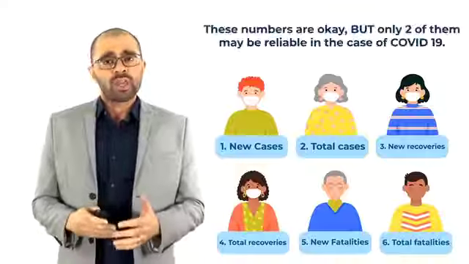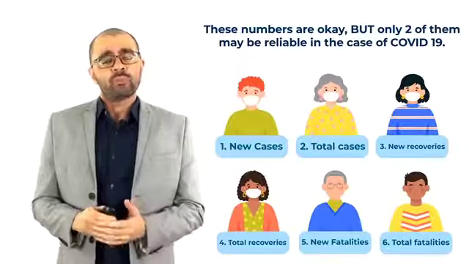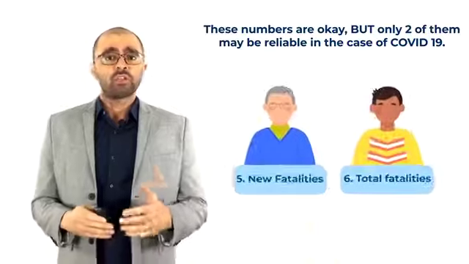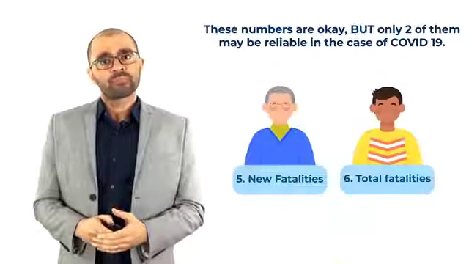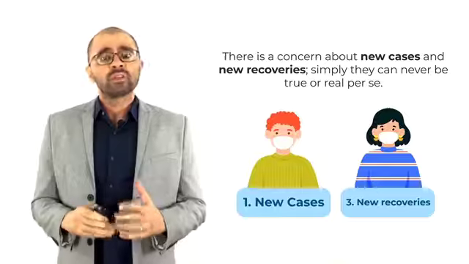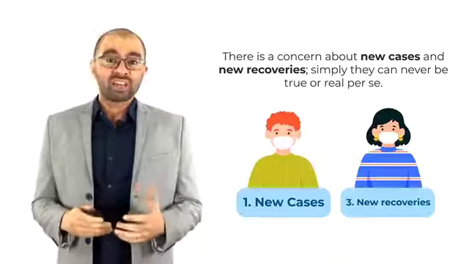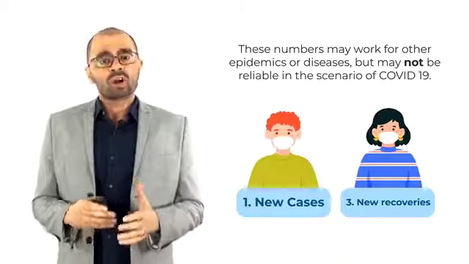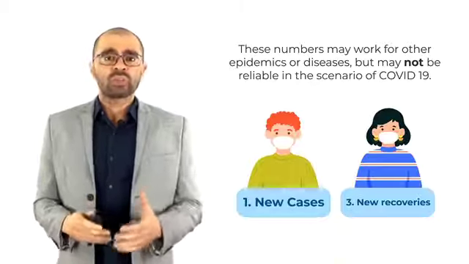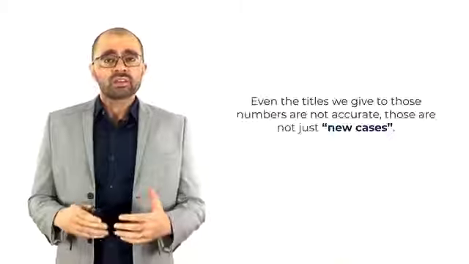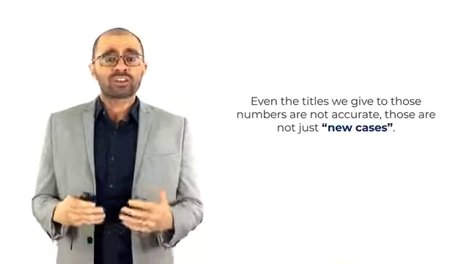Well, these numbers are okay, but only 2 of them may be reliable in the case of COVID-19. Sadly, these are the new fatalities and the total fatalities. There is a concern about new cases and new recoveries. Simply, they can never be true or real per se. These numbers may work for other epidemics or diseases, but may not be reliable in the scenario of COVID-19. Even the titles we give to those numbers are not accurate.